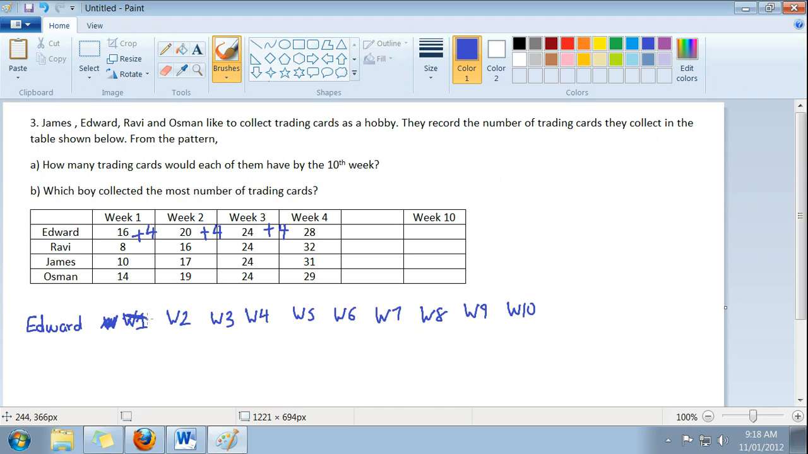So we don't need to include week 1 after all. Let's start from week 2. How did we get from week 2? We added 4 trading cards. Okay, so this is how we got week 2 here. To get from week 2 to week 3, we added 4. So basically we keep adding 4.